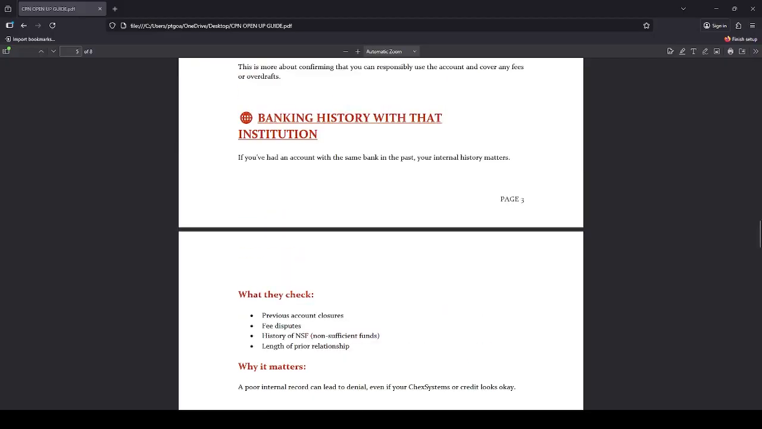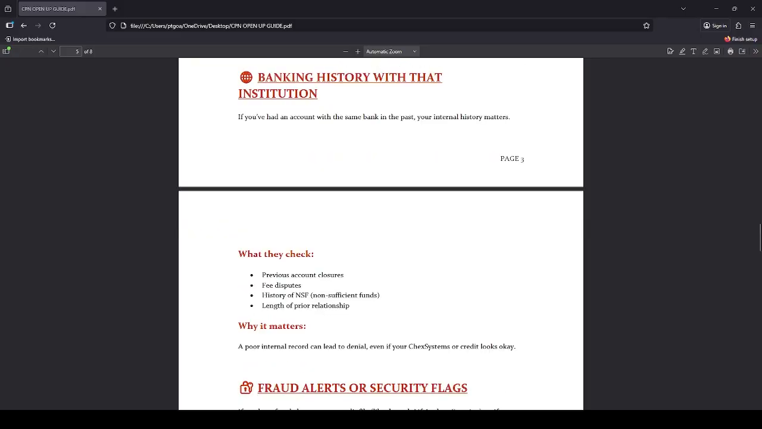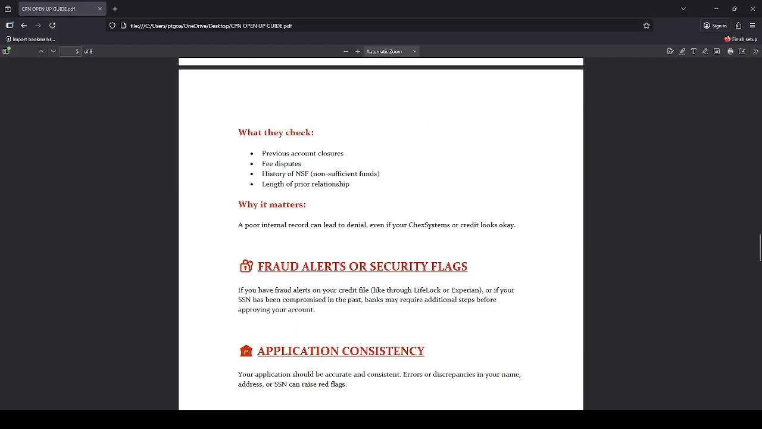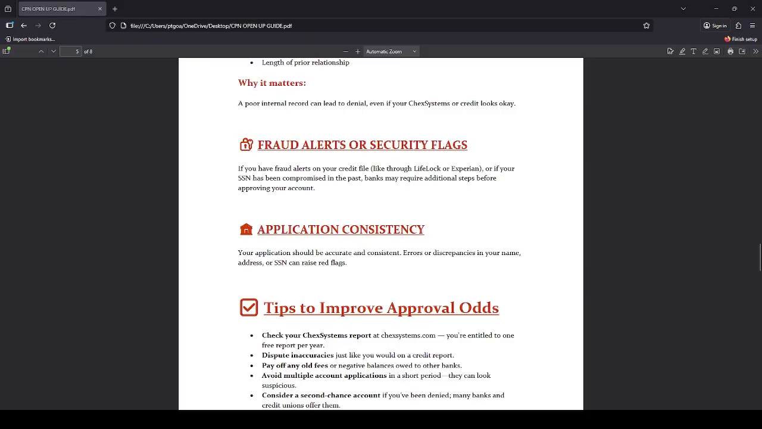Banking history with that institution. If you've had an account with the same bank in the past, your internal history matters. Again, a lot of people don't know that banks do have internal scores and internal histories and stuff like that. So something to just keep in mind.